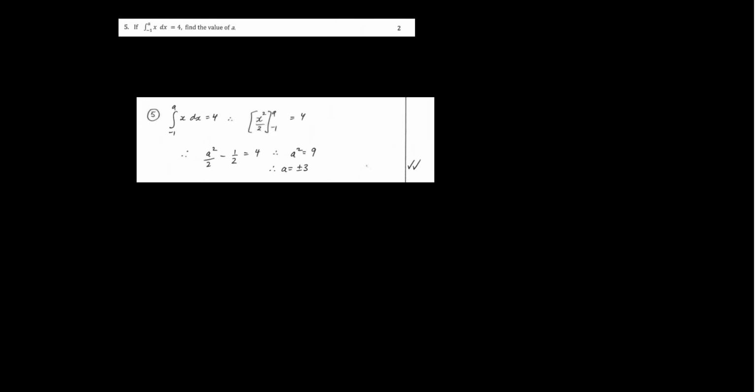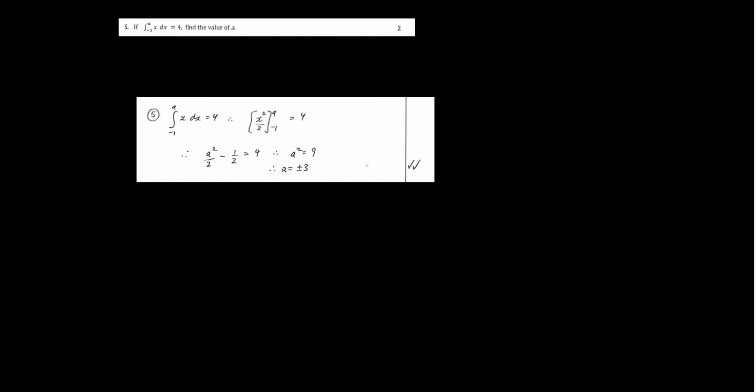We want to work out what a is if we know that the integral of x between a and 1 is 4. So we integrate x and get x squared on 2 between a and 1 equals 4. Sub in the a, sub in the minus 1, and sorry, I think I said 1, but I meant minus 1. Sub in the a, sub in the minus 1, and we work out a squared equals 9, and then a equals plus or minus 3, not just plus 3. Now, even though the a is on the top, we can still actually say a is minus 3.